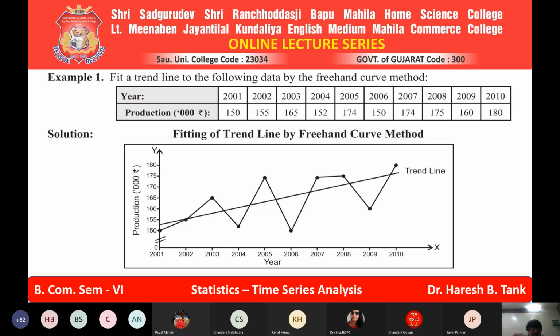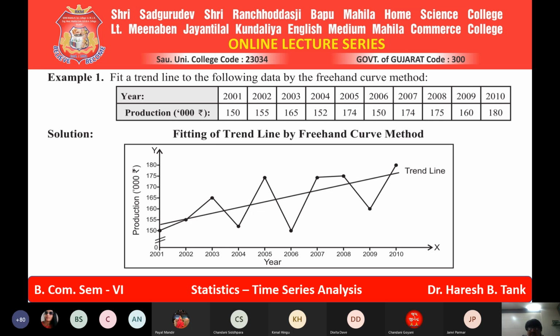Can anyone say? Yes, Payal. Exact measurement. Pardon? Exact measurement cannot be found. Very simple. Exact measurement cannot be found as such.